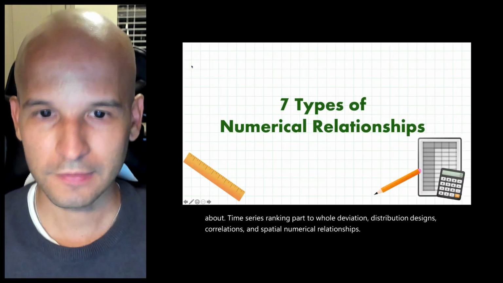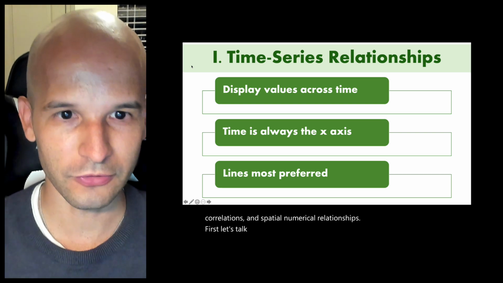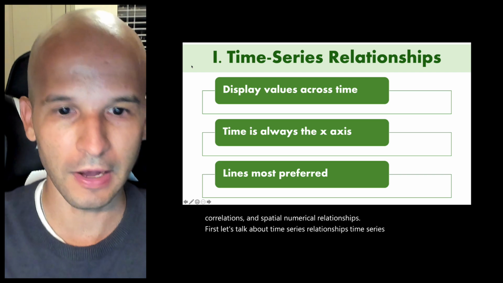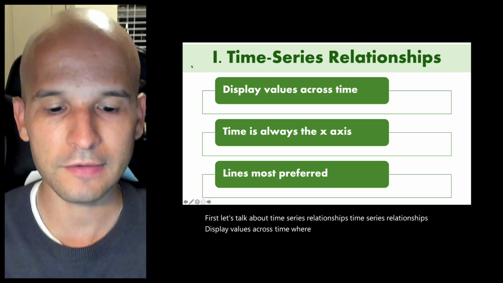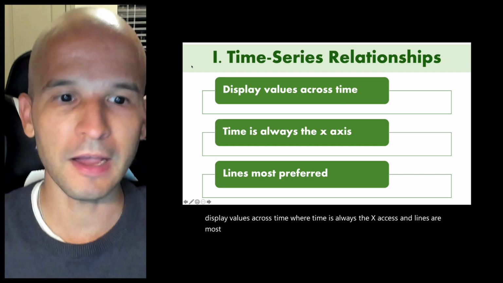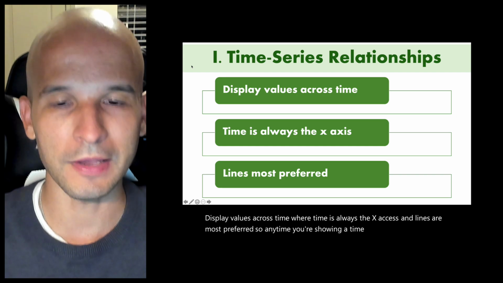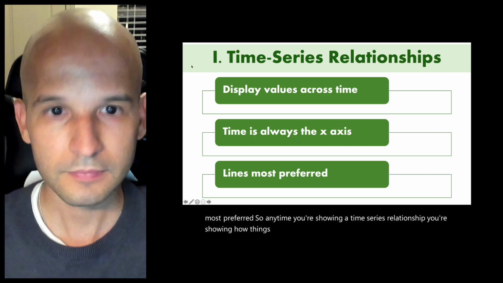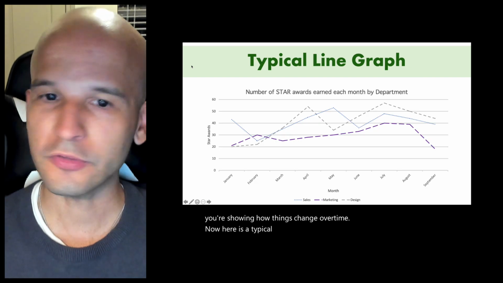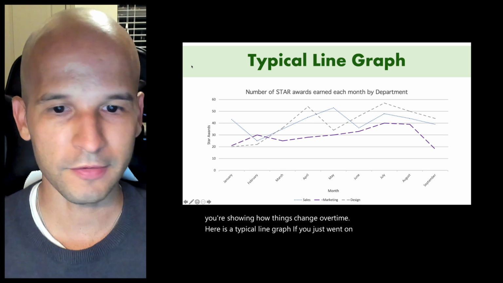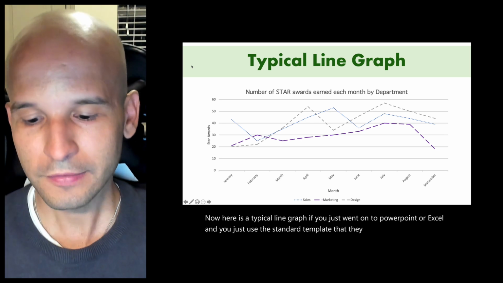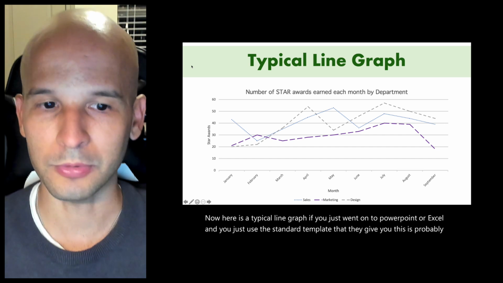First, let's talk about time series relationships. Time series relationships display values across time, where time is always the x-axis and lines are most preferred. So anytime you're showing a time series relationship, you're showing how things change over time. Now, here is a typical line graph. If you just went on to PowerPoint or Excel and you just use the standard template that they give you, this is probably what your line graph will look like in the end.